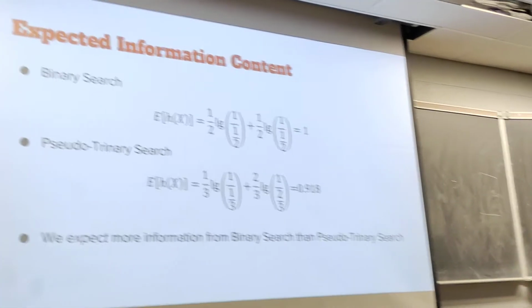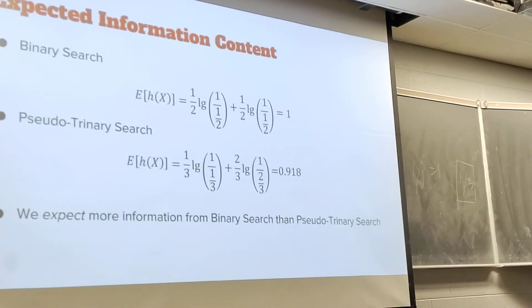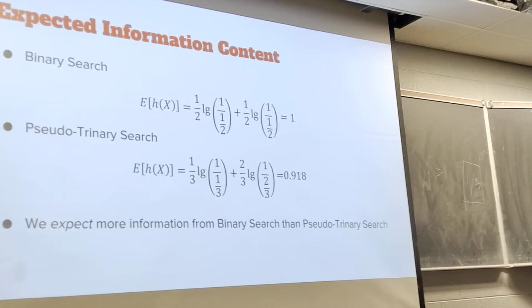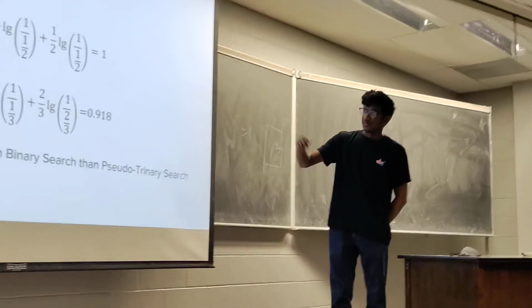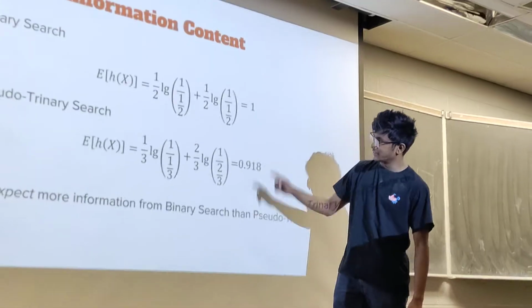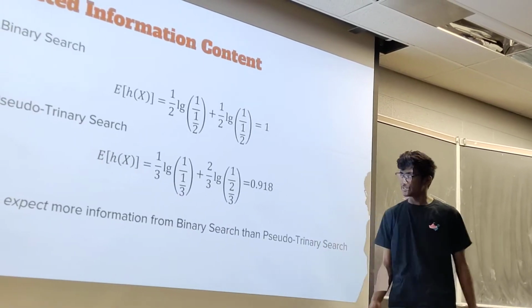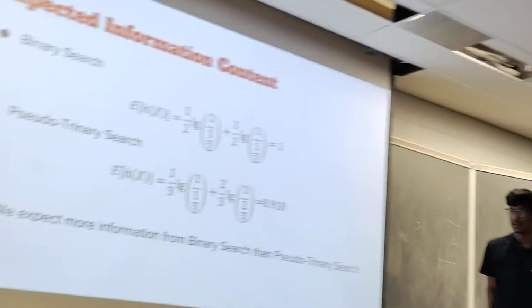Well, what I can do is take the expected amount of information I get out of a measure. The more information you're going to get on average, the better your algorithm. So here, there's a 50% chance I get 1 bit of information, and a 50% chance I get 1 bit of information, and so I get 1 bit of information on average. That's the expected amount of information.